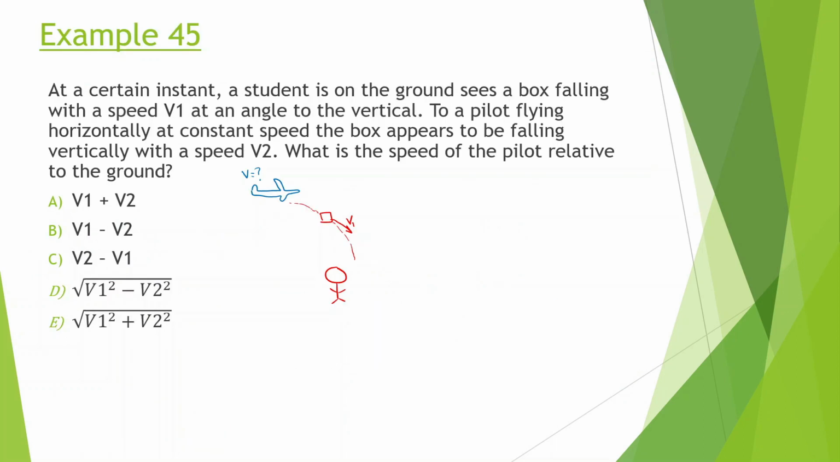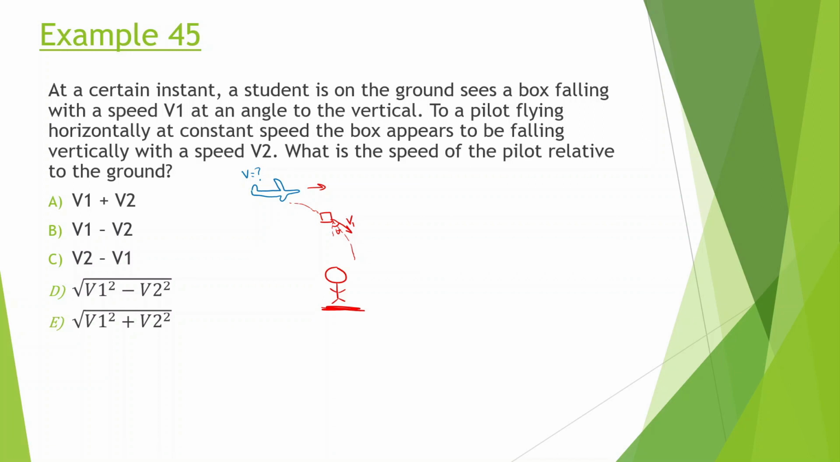2 meters. All right, let's look at this problem. At a certain instant, a student is on the ground, okay, and sees a box falling with the speed v1, okay, at an angle with the vertical, okay. So angle with the vertical, got it? To a pilot flying horizontally at a constant speed, it appears to be falling with a vertical velocity v2. Okay, what is the speed of the pilot relative to the ground?